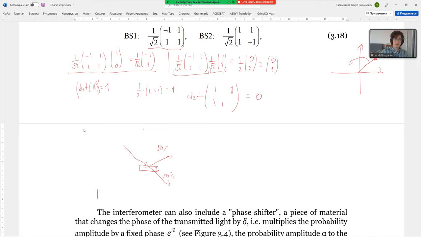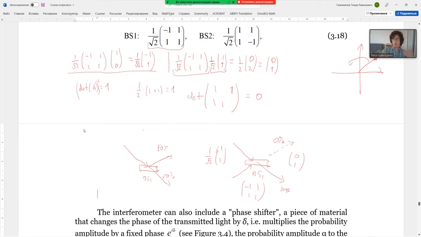We take this beam splitter BS1, and put the light 1-1. What does it mean? That we put half of the light from here and half of the light from here. And what do we get putting such a beam through the beam splitter? We get 0-1. That means that we get the beam only on the down path, 100%. And here, 0% going up. So this beam splitter is 1 over square root of 2 times minus 1, 1, 1, 1, acting on 1, 1, and here is 0, 1.